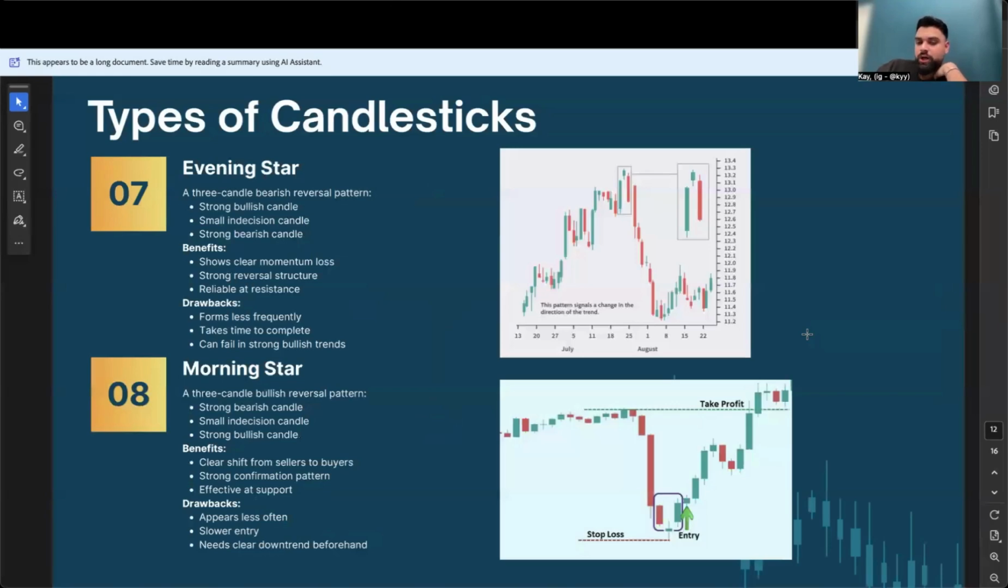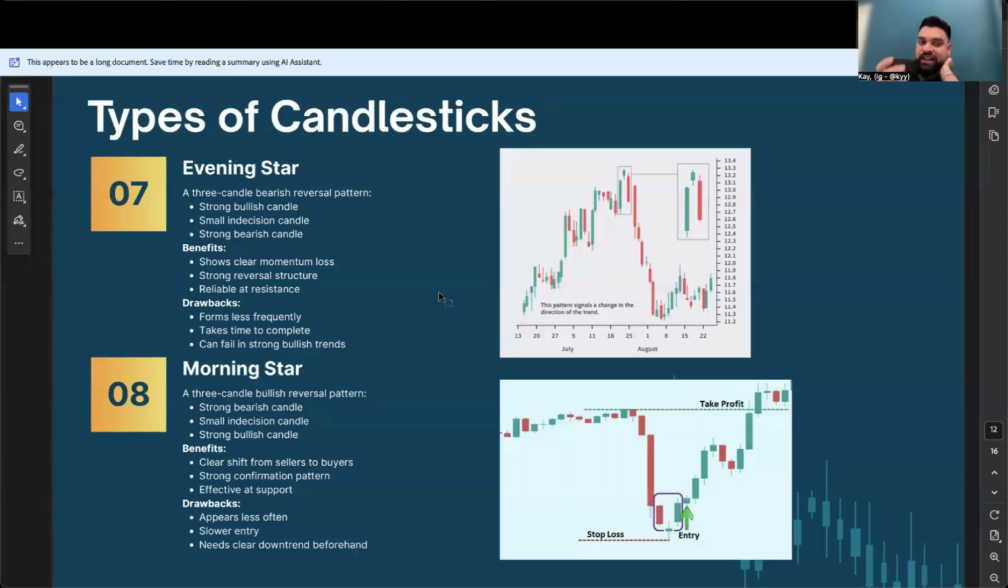These two are very powerful. Evening star especially. The three candle bearish reversal pattern, as I said, is not only in a consecutive direction, it's not only in a trendy or straight movement, it could be even in scenarios like the normal markup. Strong bullish candle, small indecision candle, small bearish candle. That is an evening star.